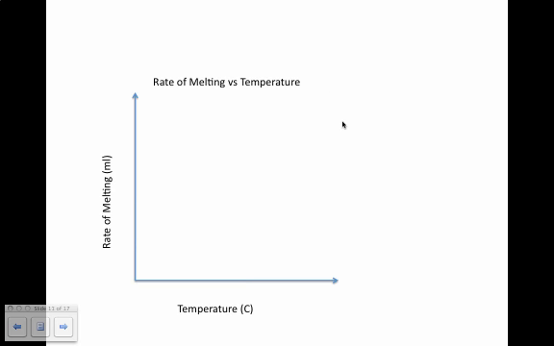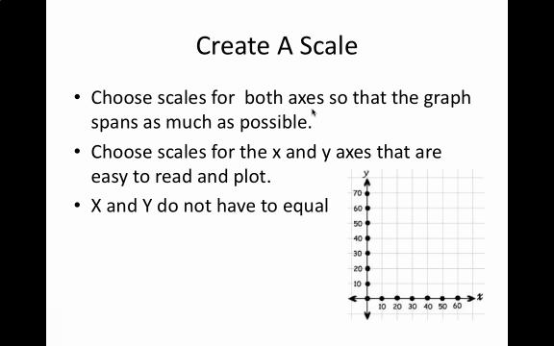And if we were to create a graph, it would look something like this. The y-axis will be rate of melting in milliliters, and the x-axis will be temperature in Celsius. Notice here I didn't write out the word Celsius, but I just put the unit there. Okay, and if we think about this, this also makes sense. The higher the temperature, the faster it would melt, or the amount that it would melt.